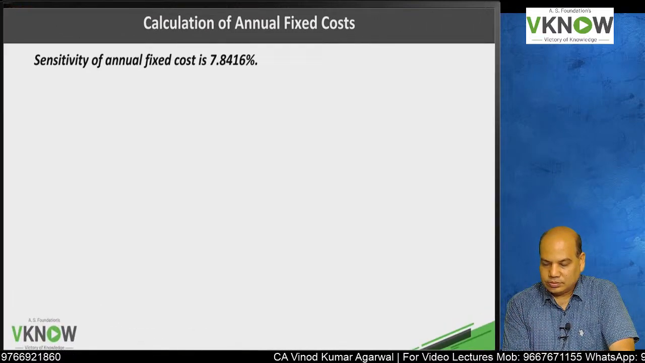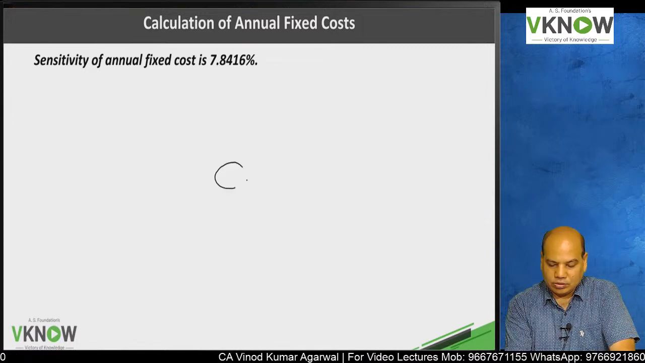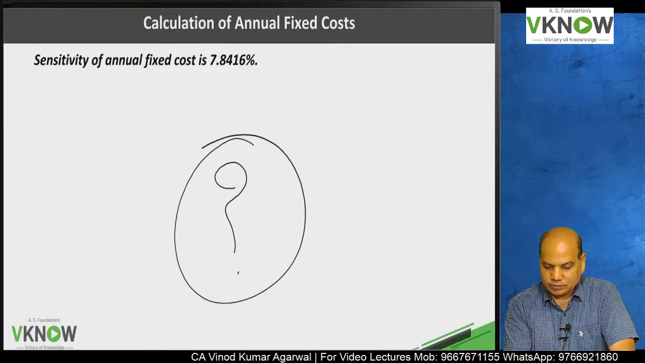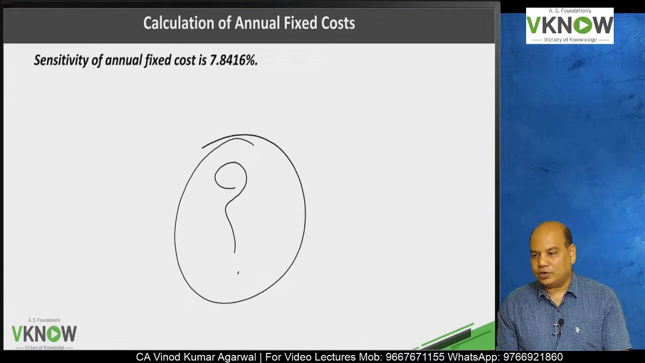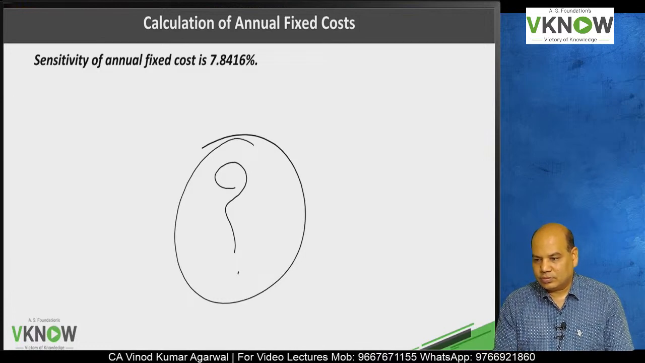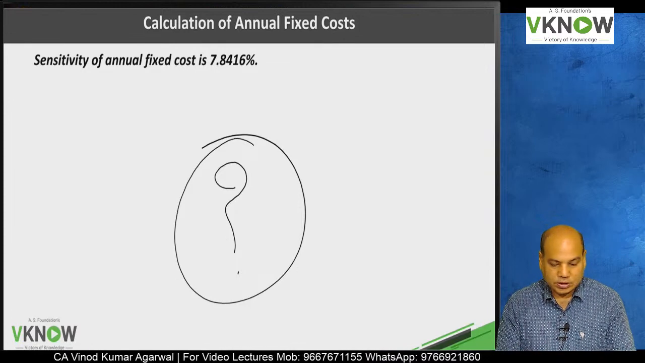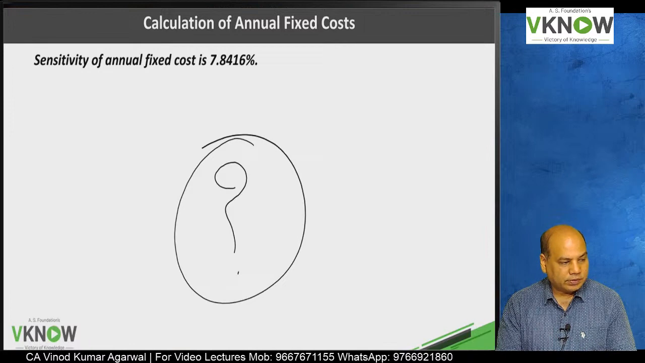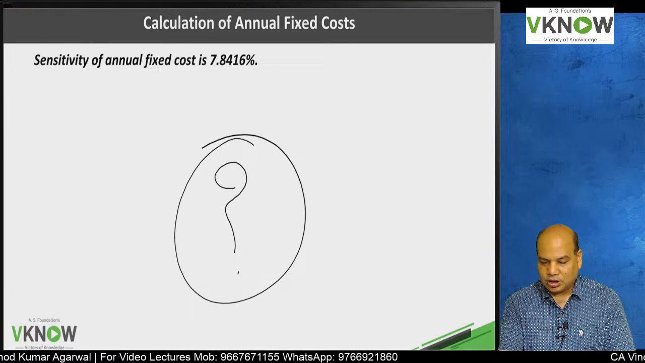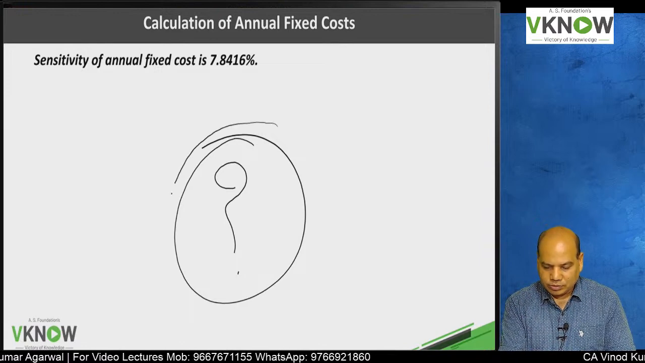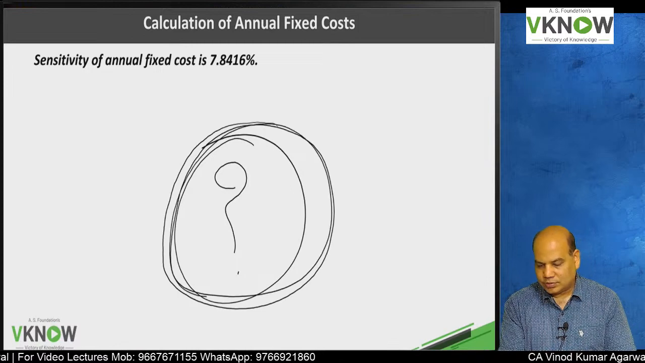Now write down the calculation of annual fixed cost. Sensitivity of annual fixed cost is 7.8416%. I'll give you 30 seconds to try your luck and tell me what your originally estimated fixed cost is.